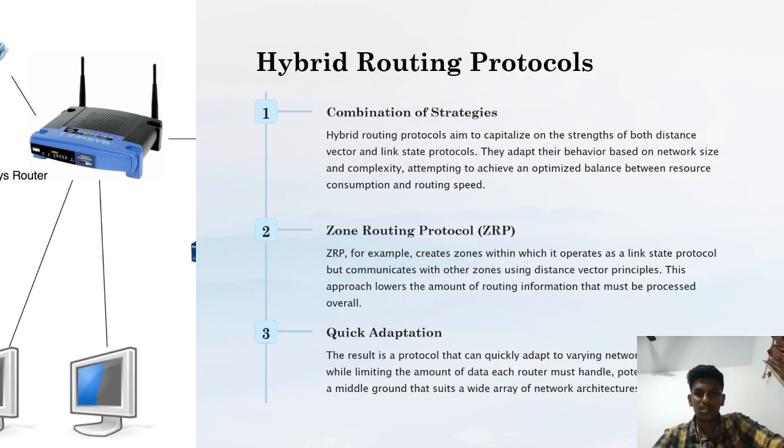ZRP, for example, creates zones within which it operates a link state protocol but communicates with other zones using distance vector protocols. This approach lowers the amount of routing information that must be processed overall. Quick adaptation. The result is a protocol that can quickly adapt to a varying network while limiting the amount of data each router must handle, providing a middle ground that suits a wide array of network architectures.